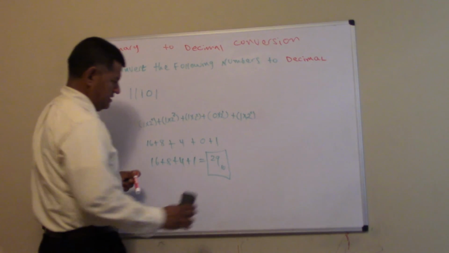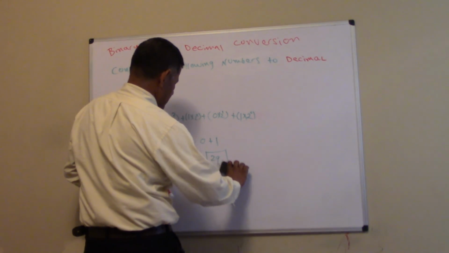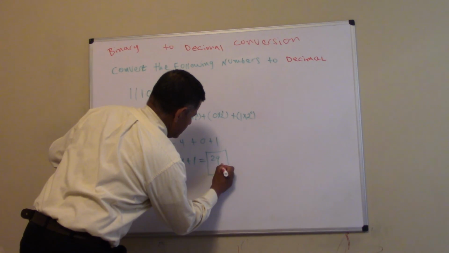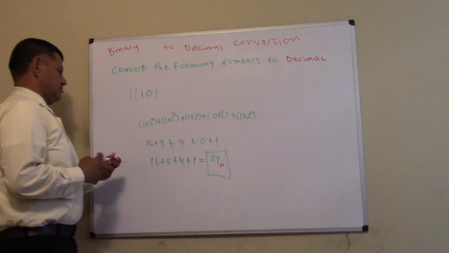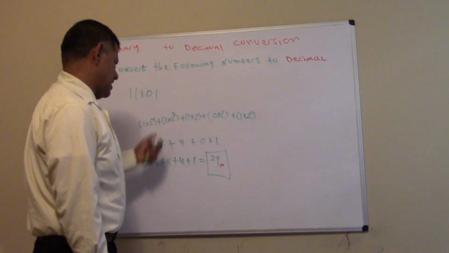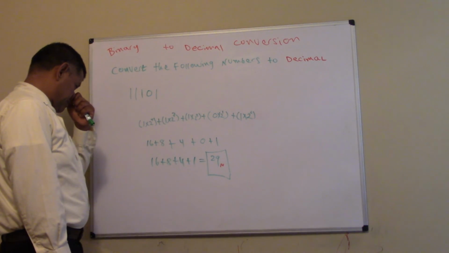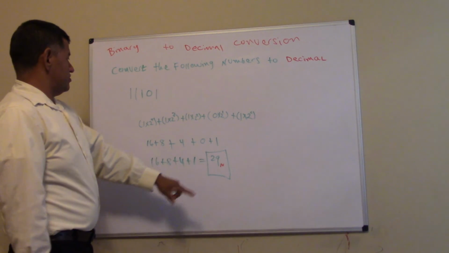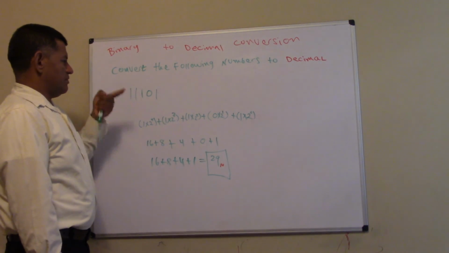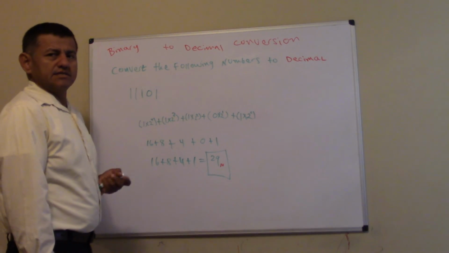And then how can I check it again? Well, I can divide this by 2, and I will get this one again using the reverse process.